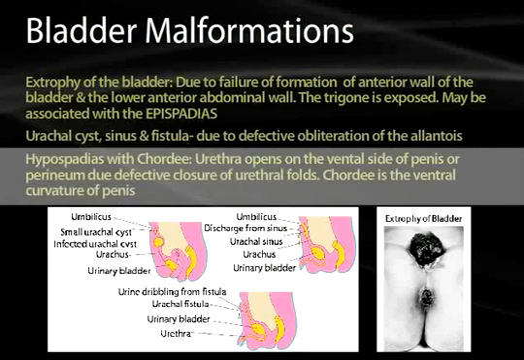So hypospadias with chordee is going to be a urethra that opens up on the ventral side of the penis or into the perineum, and is because of a defective closure of the urethral folds. The chordee is the ventral curvature of the penis. So there's going to be a tightening of one portion of the penis which will cause an extreme curvature.